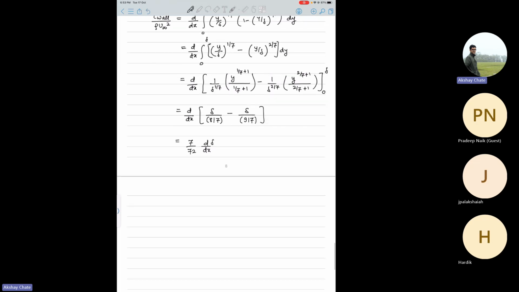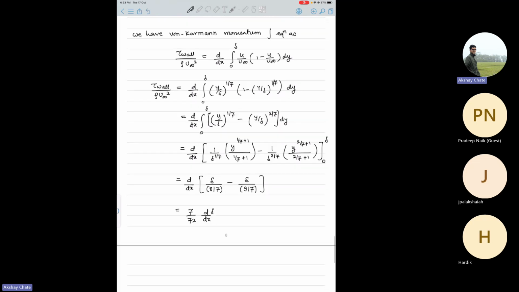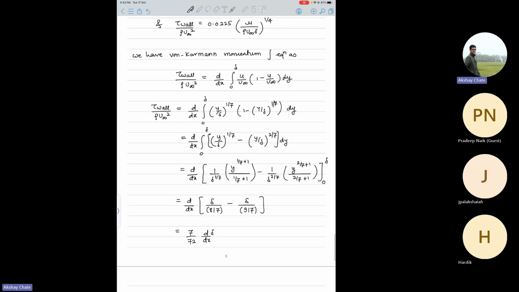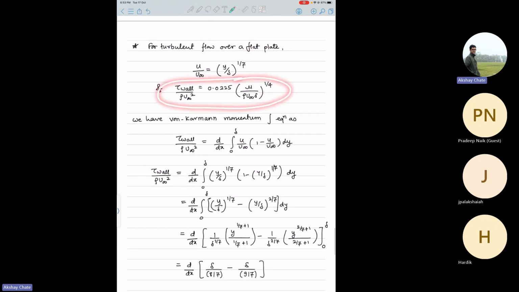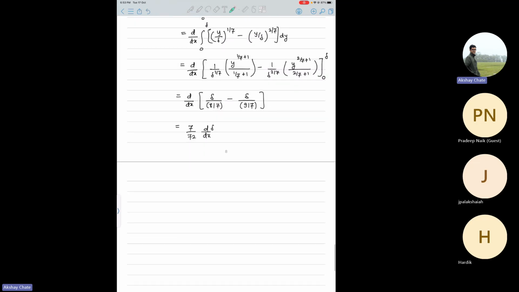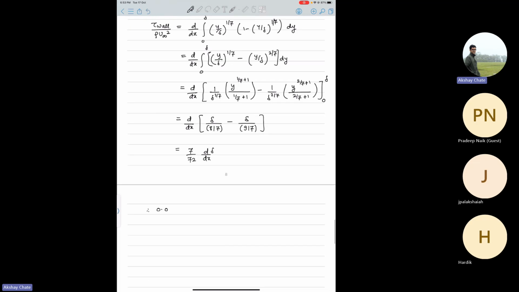Okay, so now what you do, you put the tau wall expression also here. So we have this expression, right? Experimentally determined equation, and you can put it here. So if you do that, what ends up happening is 0.0225 into mu by rho u infinity into delta power 1 by 4 becomes 7 by 72 into d delta by dx.